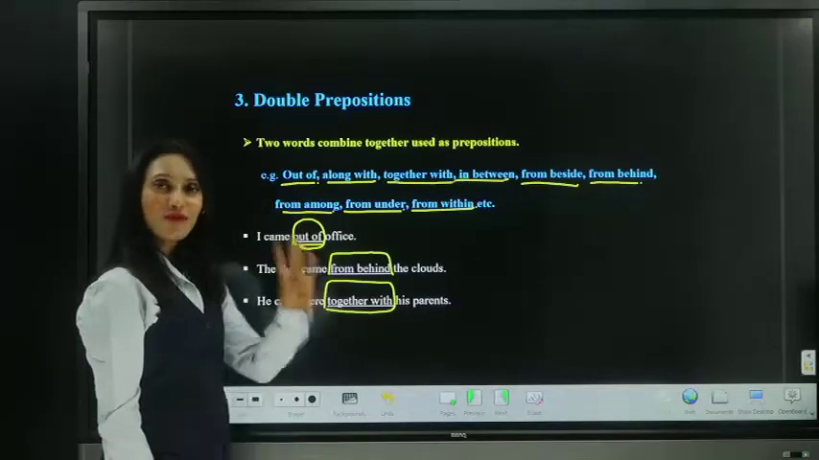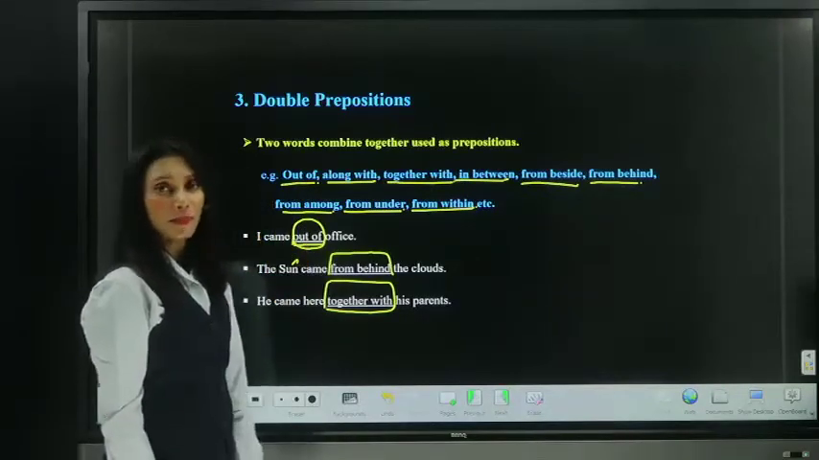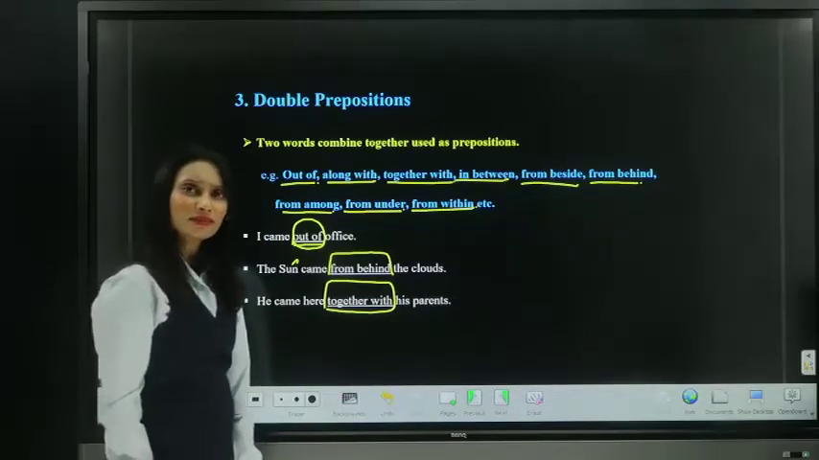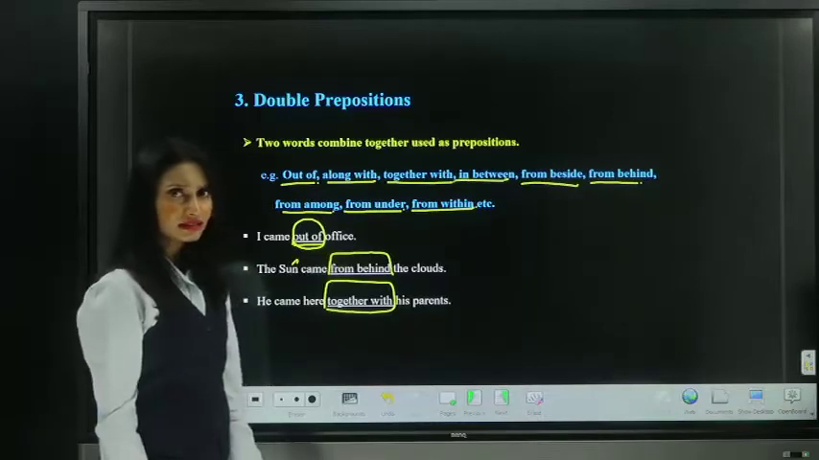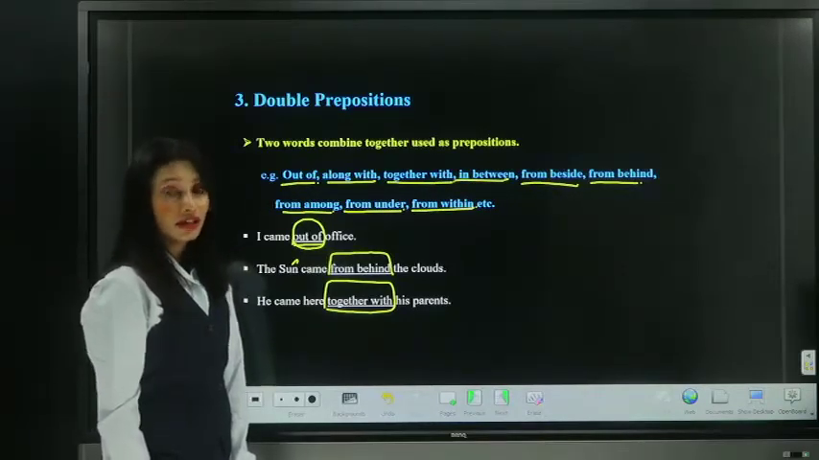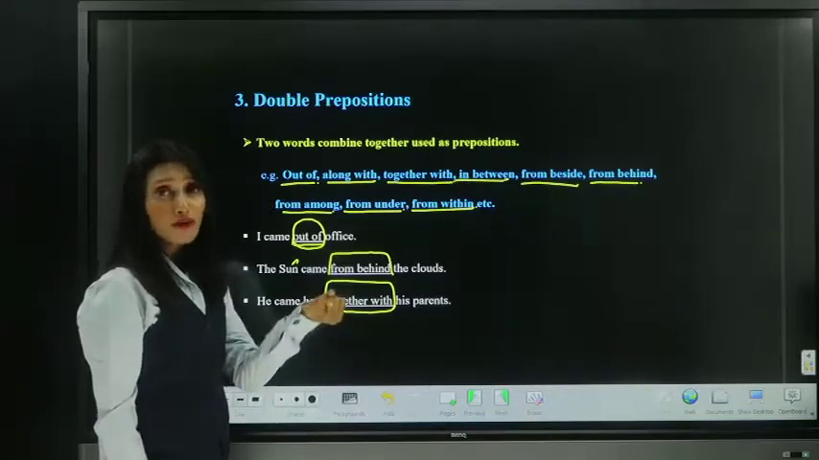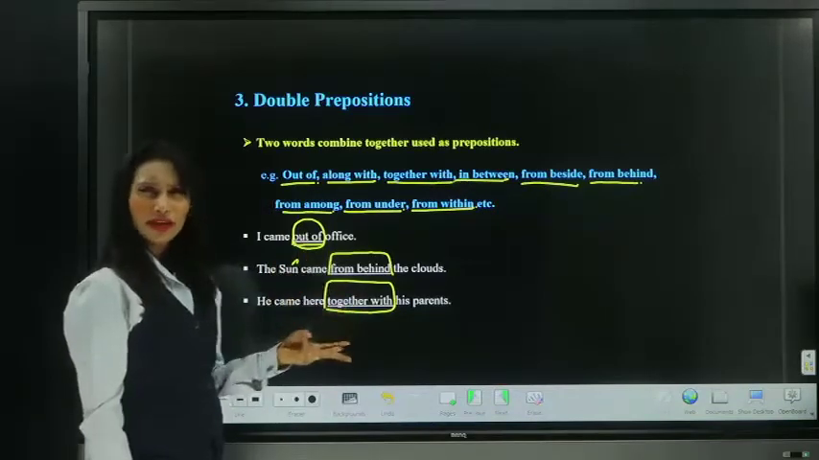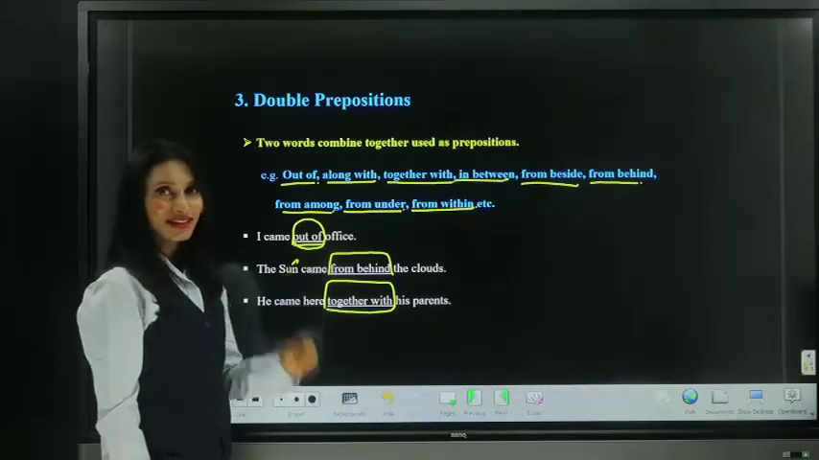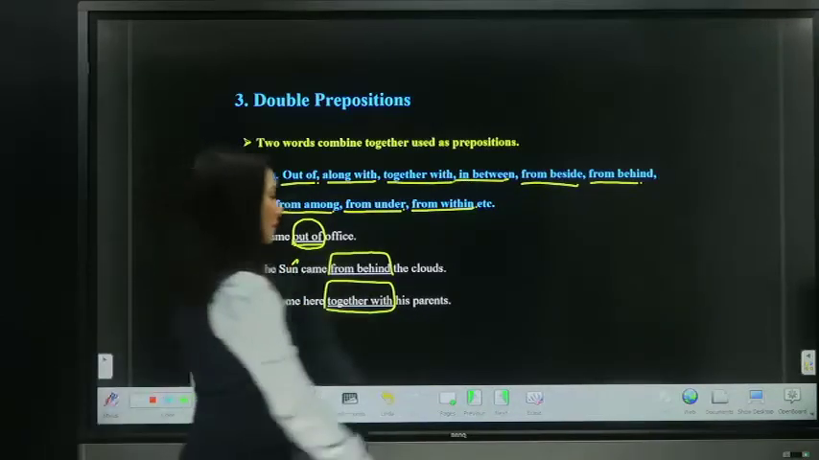Now let's see the fourth one, phrasal prepositions. What are phrasal prepositions? What is a phrase? A phrase is nothing but a group of words. So a group of words, two or more than two in fact, acting as a single preposition is called a phrasal preposition.